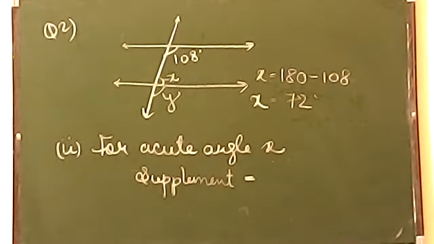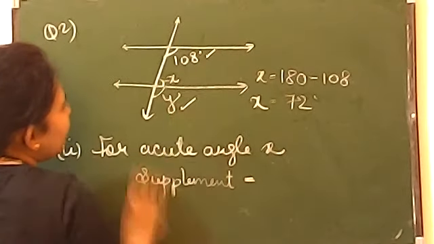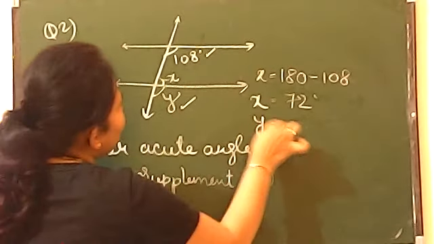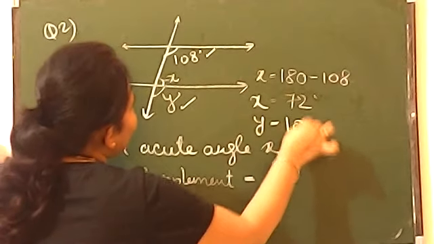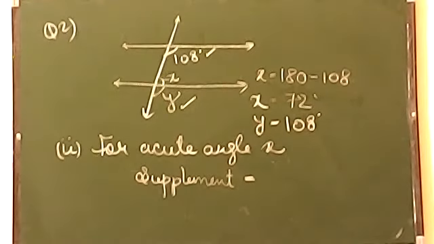Now you want the value of y also. So now look here, 108 and y, they are called corresponding angles. So they are always equal. Corresponding angles are always equal. That means y will always be 108 in this question.